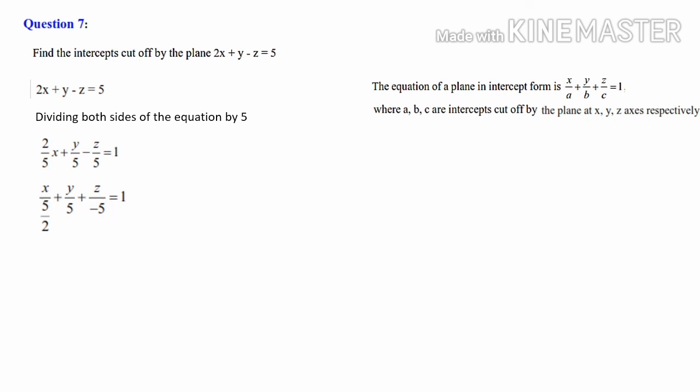Now this is in the form x by a plus y by b plus z by c is equal to 1. We have to compare it with the standard equation. Then we can write a is equal to 5 by 2, b is equal to 5 and c is equal to minus 5. So these are the intercepts a, b and c. We have got 5 by 2, 5 and minus 5.